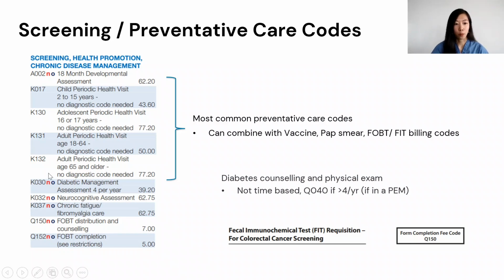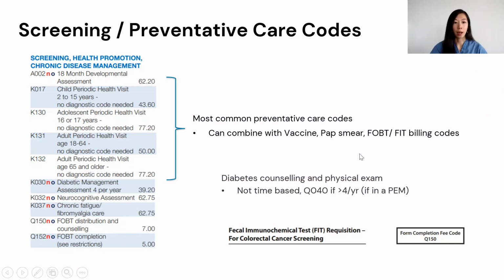The other thing I just wanted to point out is the K030, which is the diabetes counseling code and physical exam. So this is not a time-based code. It's for any time you do your comprehensive diabetes counseling, your microfilament exam, and so on, right? So you can bill a maximum of 4 per year or every 3 months based on the screening guidelines. And if you see the patient more than that, that unlocks another code, which is the Q040, if you're in an enrollment, like a rostered patient model. And that's if you're billing more than 4 a year.